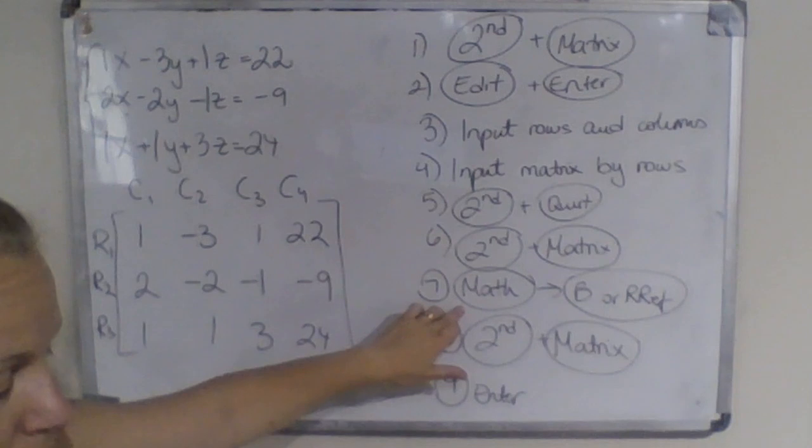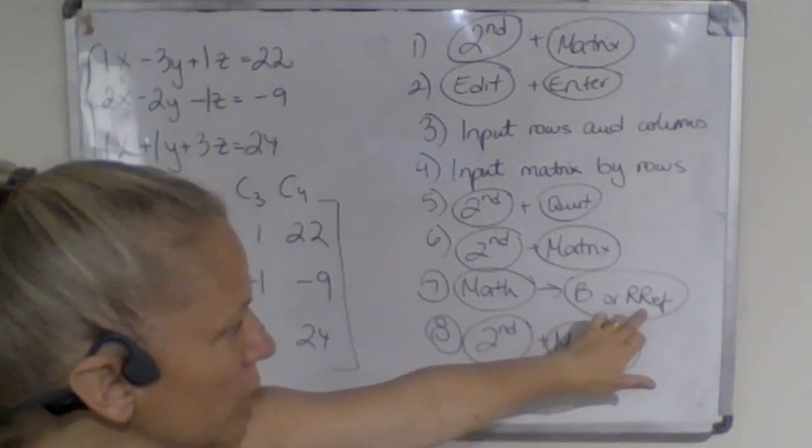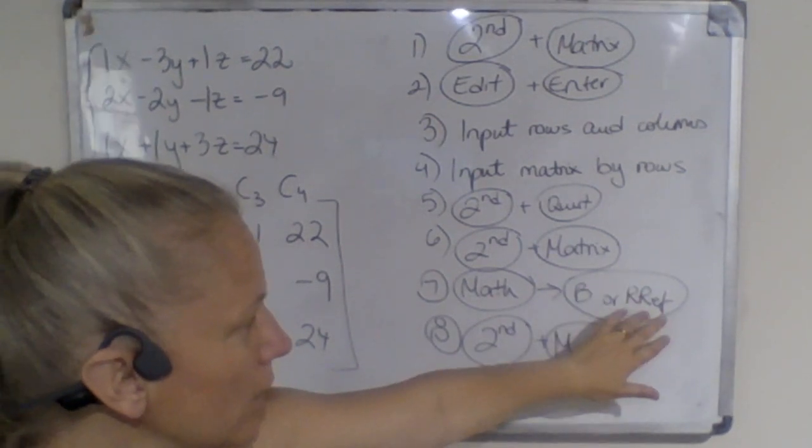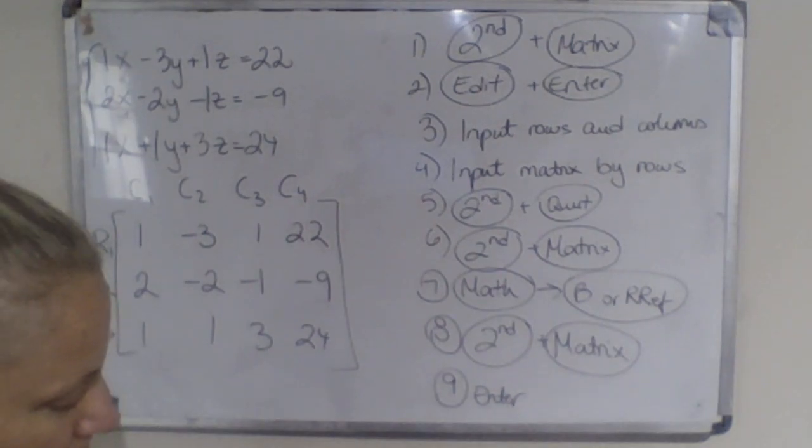I'm going to go down until we get letter B. And right next to it, it says RREF. Make sure you don't do just REF. You need RREF or just the letter B, as long as you remember that. And then we hit enter.